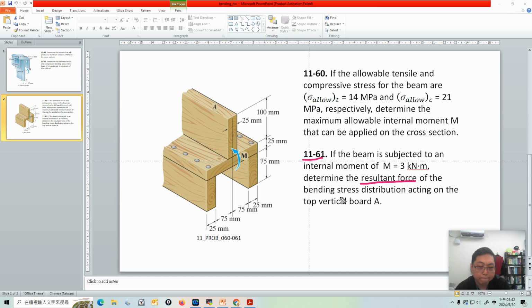Maybe the problem description is not very clear, so let me explain. He wants you to calculate the resultant force at this surface. The problem wants to calculate the resultant force acting on this surface. I think it's much clearer now. Maybe the word description here is not very clear, but you want to calculate the resultant force acting on this surface.